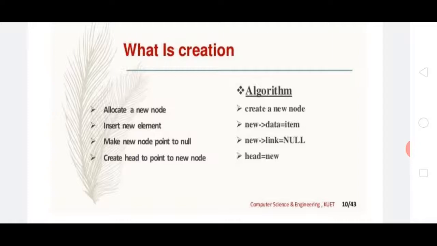Suppose you want to insert new data into the created node, then write: new pointer to data is equal to item. Means whatever data is stored in the variable item is assigned to the data field pointed to by new. Then the new pointer also points to the link field or next field. That's why the statement is new pointer to link is equal to null. Then whatever address is stored in pointer variable new is assigned to the head pointer.